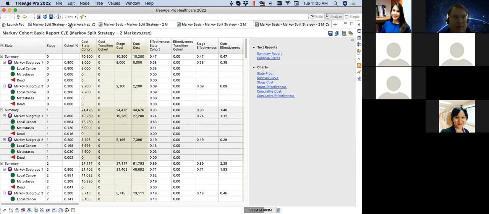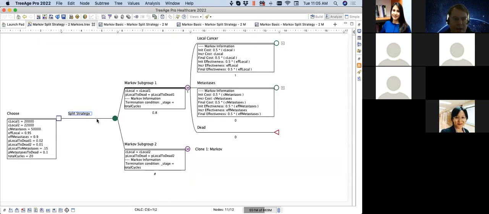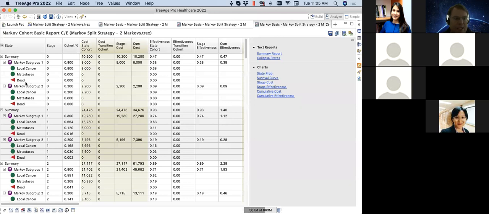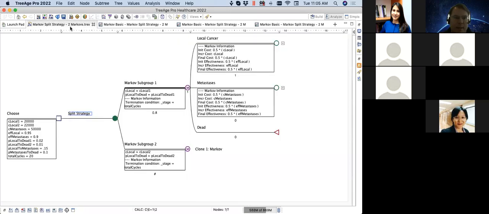Just going back to the model for a second, we had a strategy here, and we had it broken down into two subgroups. Well, the consolidated report has the two subgroups and the states within the subgroups. And they're weighted based on how likely it would be for any patient to go into one subgroup or the other, or one Markov process and the other. If we go back to the model, you see there's 80% of our population in subgroup 1 and 20%, the complement, in subgroup 2.